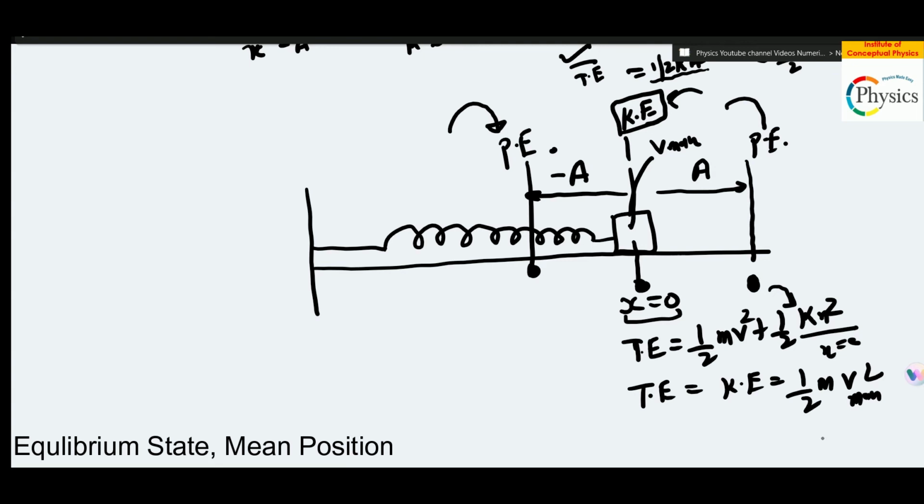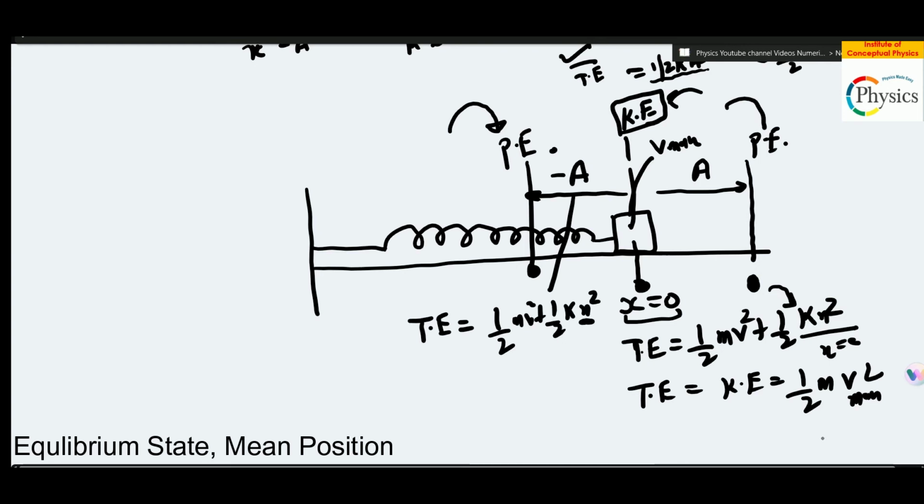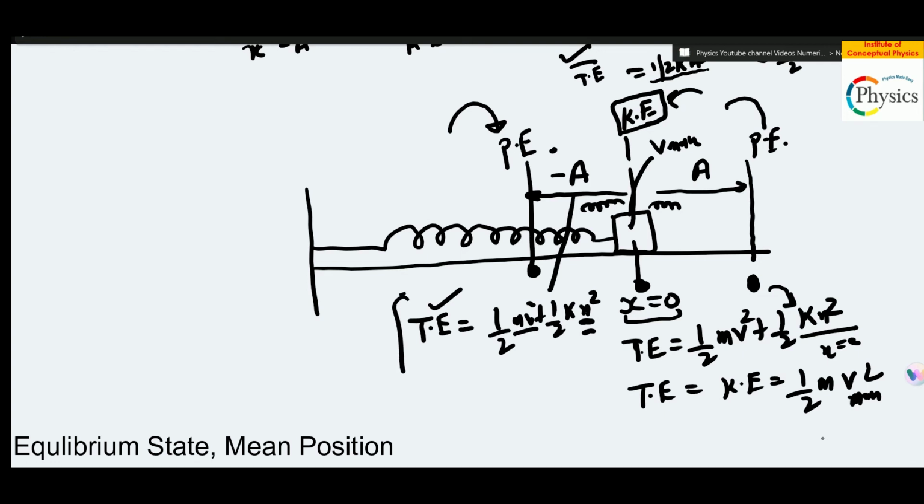At any point here, for example, the total energy is given by half mv squared plus half kx squared, right? So x is known to you. What is the position by which the body has moved on either side? Put it there. You have the total energy, so you can find the velocity of the body there, right? So remember, this is a general formula.